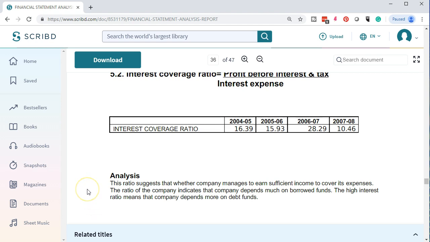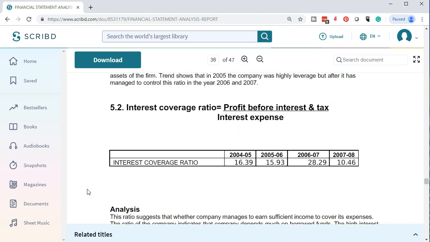So again, the analysis is going to be pretty vague here. We might want to go into, what is this telling us? Why would we be dependent on the debt funds? And if we were a creditor, we're basically thinking about how many times they can cover, in essence, the interest expense. How likely are they going to be able to pay the interest expense given the profit of the company?